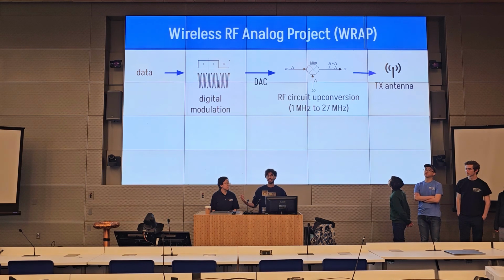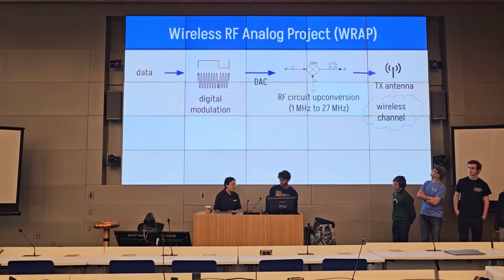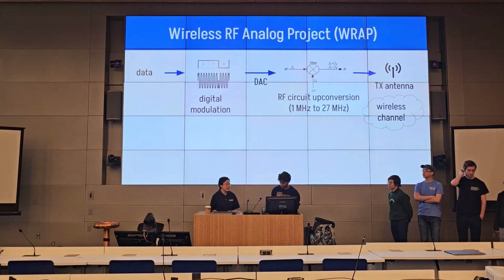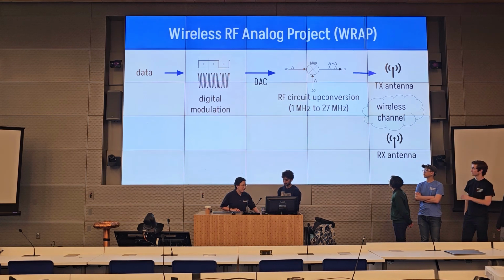Next, we feed that into an antenna, it gets broadcast through the air, and then it gets received. As our signal is traveling through the air, it picks up noise, and unfortunately also gets timing offsets and synchronization offsets that we then have to deal with on the receiver side.